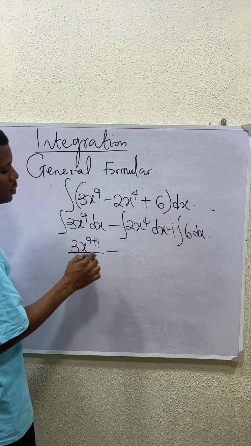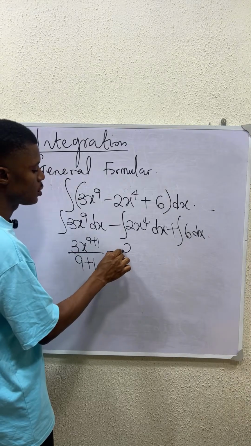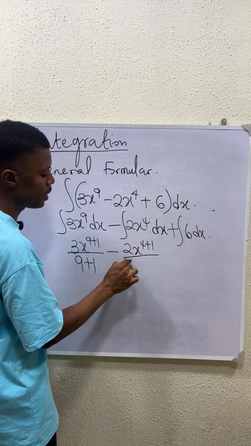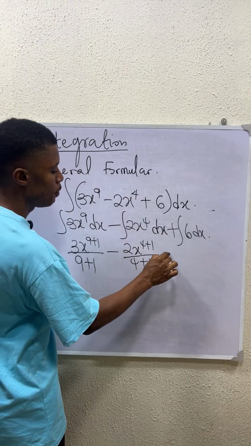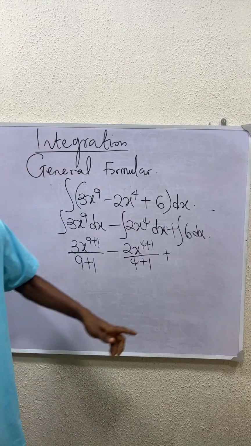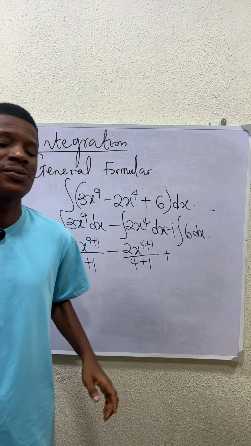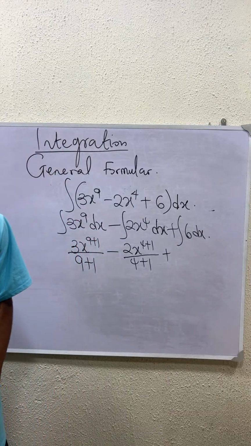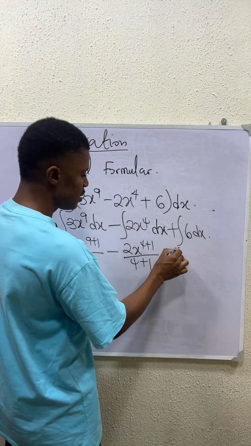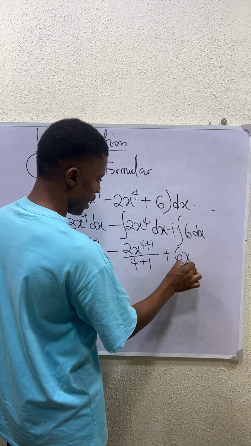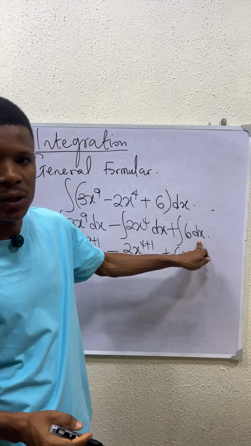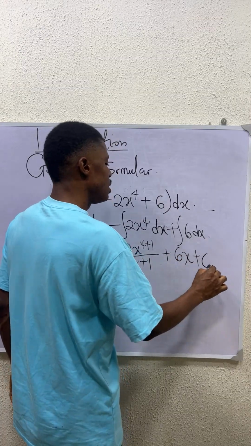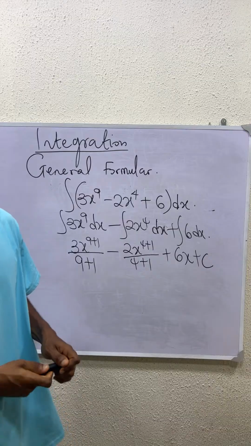So what do you have? 2x^4, increase the power by 1, divide by the new power 4 plus 1. Plus, whenever you are trying to integrate a constant, this is the easiest form of integration. Just attach the variable to it. This is basically 6x, because we are integrating with respect to x. So you have plus c, the constant of integration.